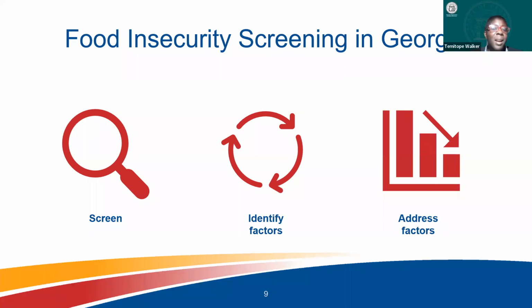Thank you, Kathryn. So I'll be talking about how we assess food insecurity at the state level in Georgia. But first, I hope this slide reminds you of the big picture. The goal is to assess food insecurity, identify the factors that potentially influence food insecurity, and then address those factors. This process is likely one that will be repeated over and over again because the solutions are many and complex.